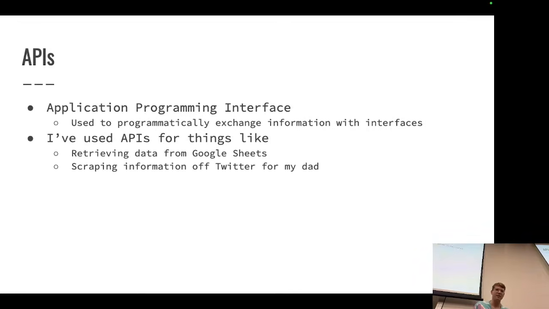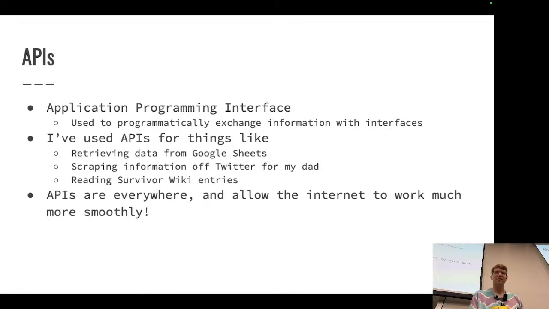One of my favorite uses of APIs is my dad wanted to know all of the people who he followed but didn't follow him back, because he wanted to unfollow most of them. So I used an API to get the data from the people he follows and people who follow him and figure out which people are, in his words, traitorous. Yeah, of course. I've used it to get data off the Survivor Wiki for analysis, not related to my research, just related to having a good time on a Friday night.